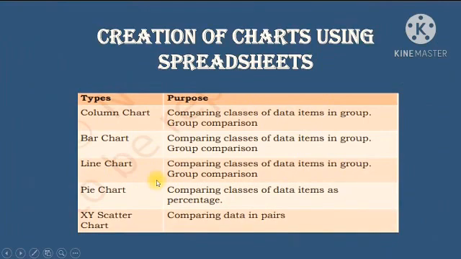Next we are going to see creation of charts using a spreadsheet. There are 5 types of chart we are going to see today: column chart, bar chart, line chart, pie chart and XY scatter chart. According to our requirements, we can create a chart of any of these types.